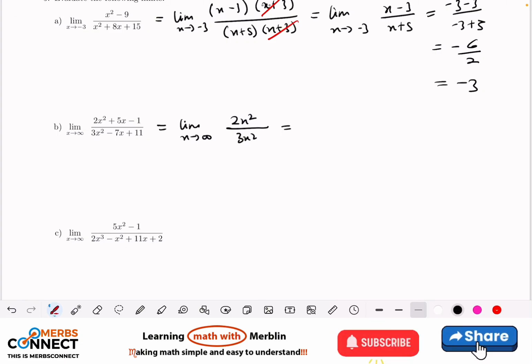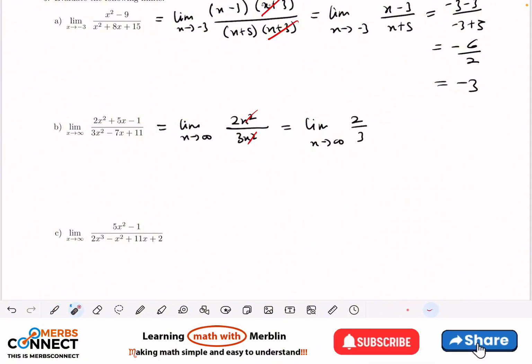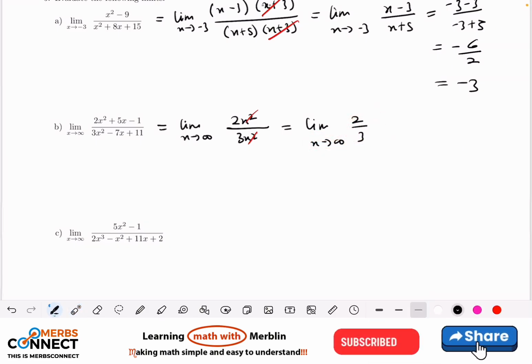So this is the beauty of the idea of evaluating the limit as x is approaching what? Infinity. So this is going to give us, x squared will cancel x squared. So we are going to have the limit as x is approaching infinity of 2/3. And we can see that, as x is approaching infinity, this function here does not depend on x. So we are going to have 2/3.